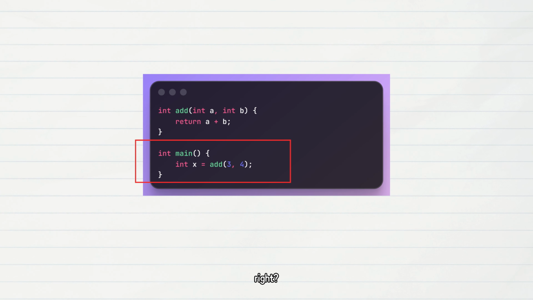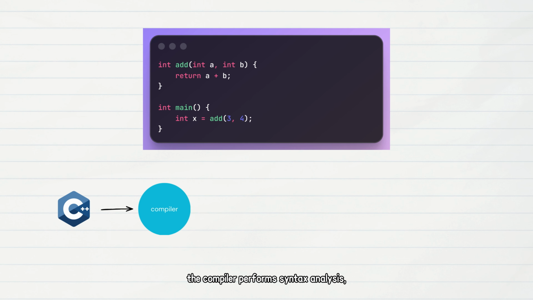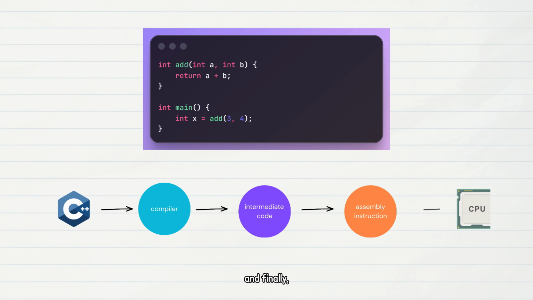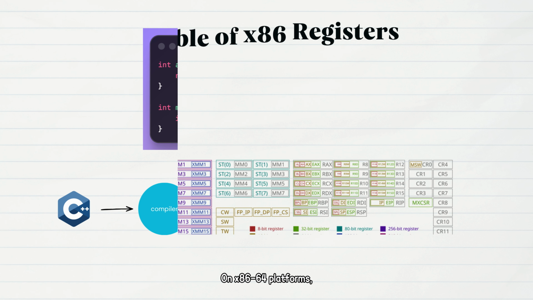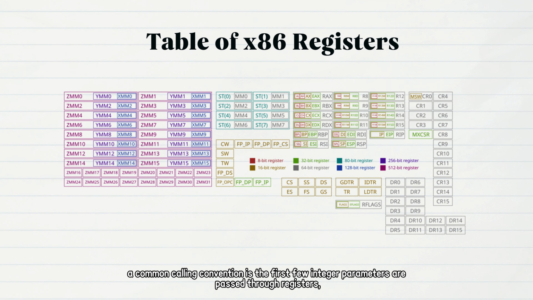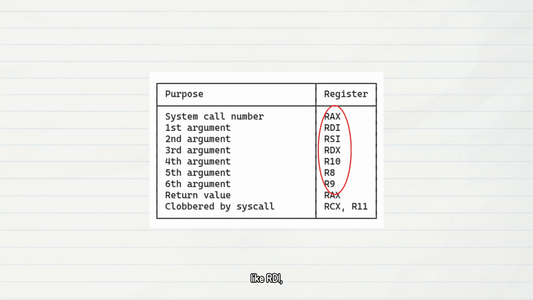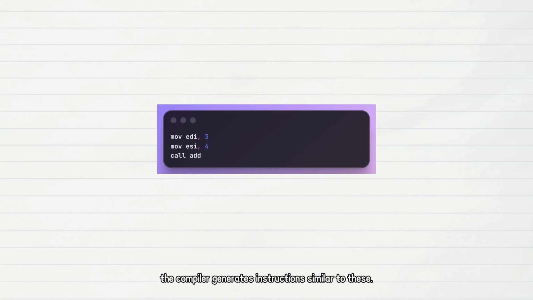Seems simple, right? But from C++ code to CPU execution, the program doesn't just mysteriously jump in. First, the compiler performs syntax analysis, generates intermediate code, then generates assembly instructions for the target platform. And finally, the CPU executes the assembly instructions one by one. On x86-64 platforms, a common calling convention is that the first few integer parameters are passed through registers, like RDI, RSI, RDX, RCX, etc. So before the call, the compiler generates instructions similar to these.